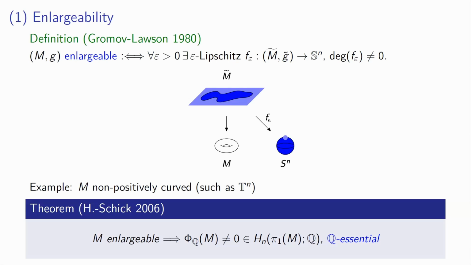But okay, g is a Riemannian metric, and now I call (M, g) enlargeable if the following holds. It's an asymptotic property: for any epsilon larger than 0, as small as it may be, we find an epsilon-Lipschitz map. This map shrinks everything by a factor of epsilon, f_epsilon, from the universal covering of M together with its induced metric to the n-sphere, the round n-sphere, which is of course a compact object, of non-zero degree.